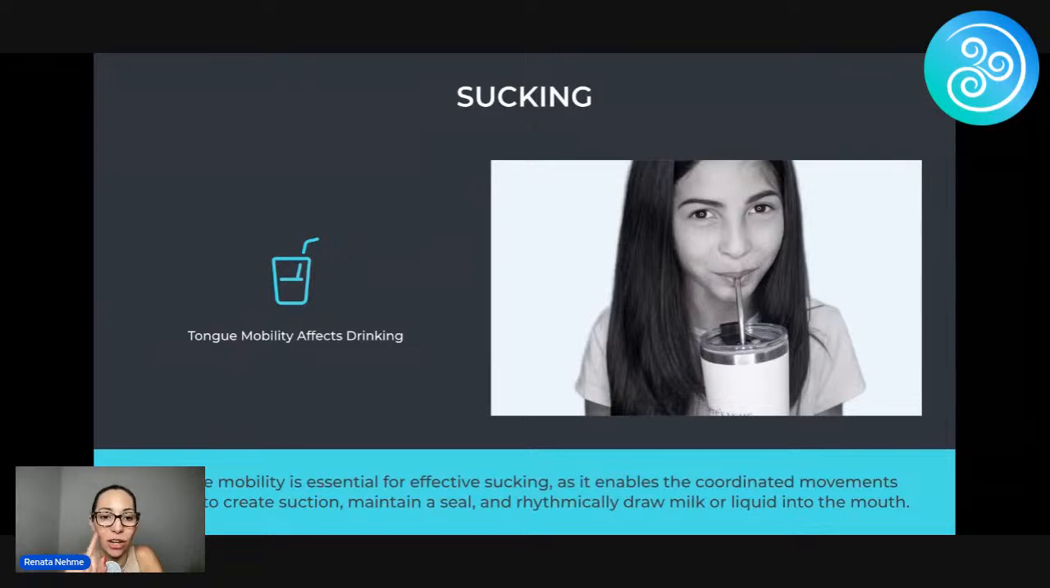So the tongue should not touch the cup. The tongue should not touch the straw. Hey, buddy. The tongue should not touch the cup. The tongue should not touch the straw. And it should do a peristaltic movement. So this is how digestion initiates. It's this peristaltic, beautiful movement of the tongue.